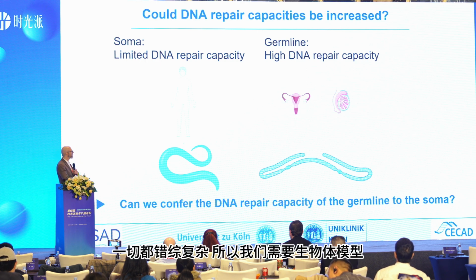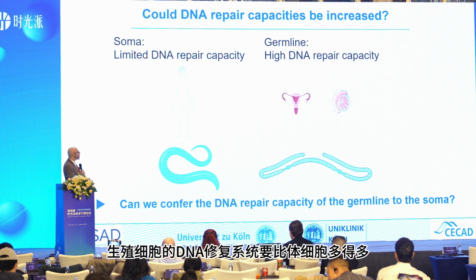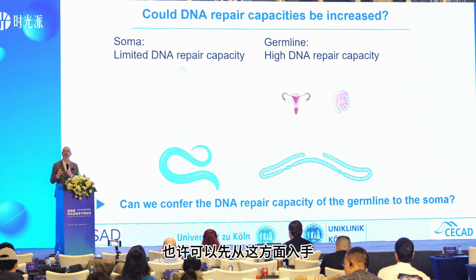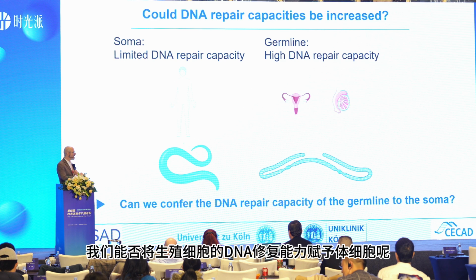In humans, everything is complicated. So we need model organisms, that we elected here, C. elegans as a model, where we know that the germline possesses much more DNA repair systems than the soma. Many of them are switched off in the soma. So maybe that could be a good start to ask whether master regulators exist. In essence, can we compare the repair capacities of germ cells to the soma?